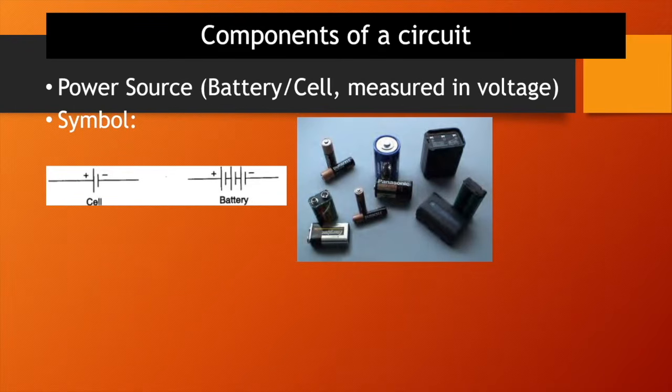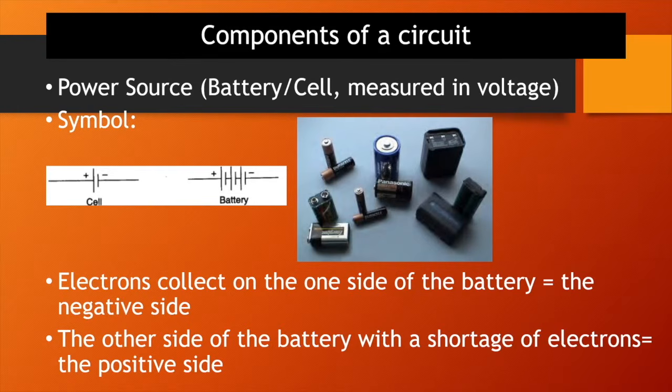If we start to look at the components of a circuit, the first one we'll look at is a power source. A power source can either be a battery or a cell, and we measure it in voltage. If we were to ask you to draw a circuit with a battery in, we could either ask for a cell or a battery.